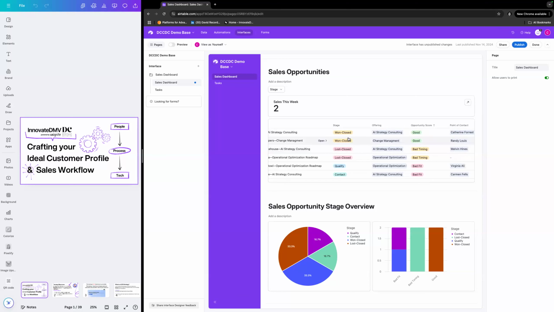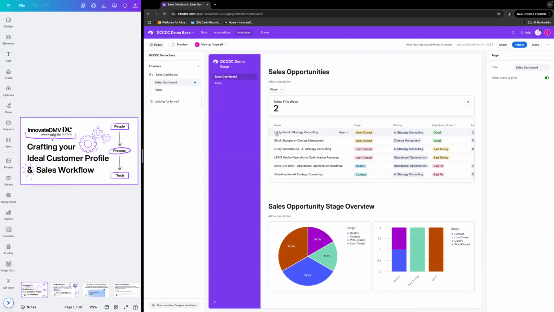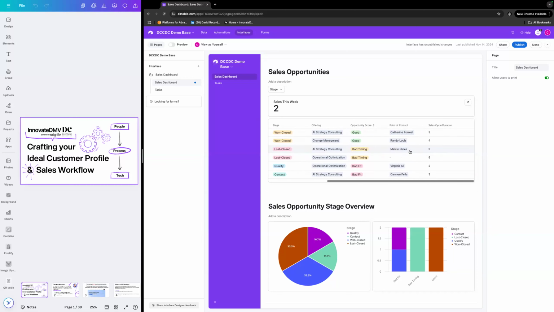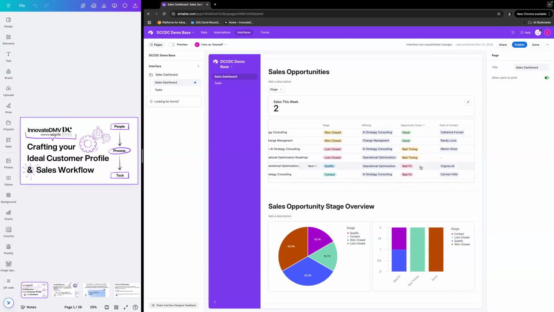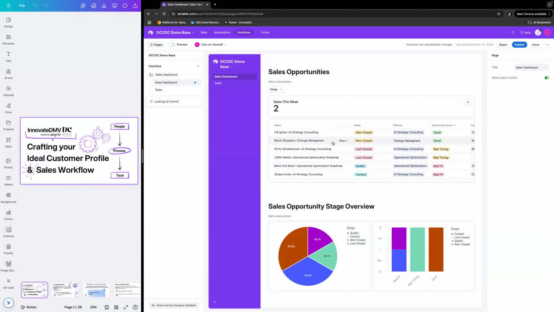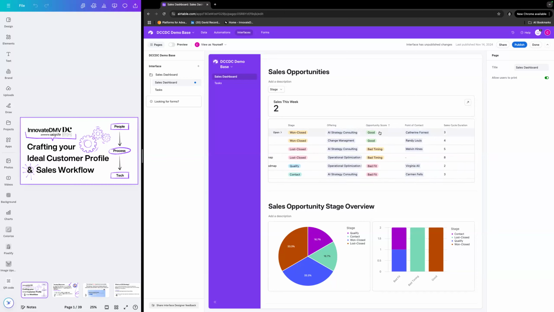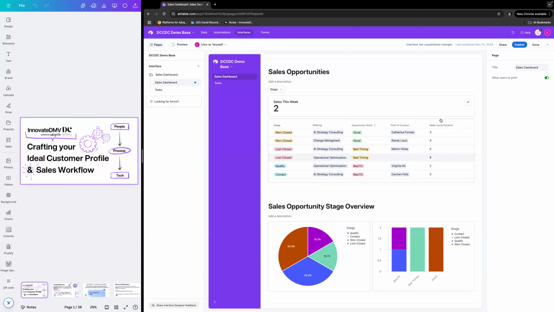I know the stage of this customer. Here I created a function where you can see the name of the account, like DC City Smokehouse, and then the offering. You can't see the account on here because I blocked it off, but you can see their opportunity score. I organized these from good to bad fit, so you see the best ones at the top. Then who the point of contact is, so at that company, who am I talking to. And then how long the sales cycle took. I did this in days. Like, it took 3 days.